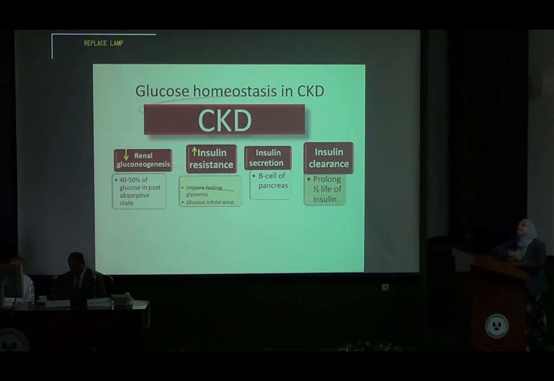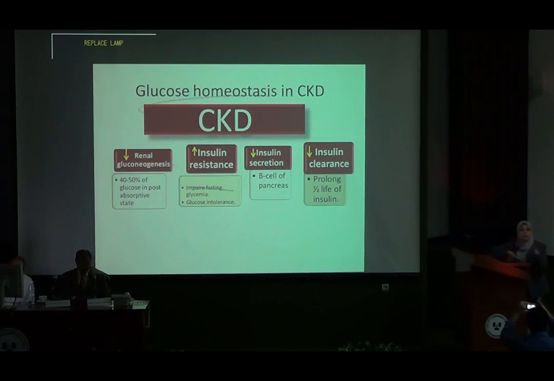Second is increased insulin resistance. Uremic toxins, acidosis, and many other factors will affect insulin resistance at the level of the muscle. This has the consequence of impaired fasting glycemia and glucose intolerance. Then, decreased insulin secretion, as beta cell dysfunction occurs in uremic patients. And lastly, decreased insulin clearance.